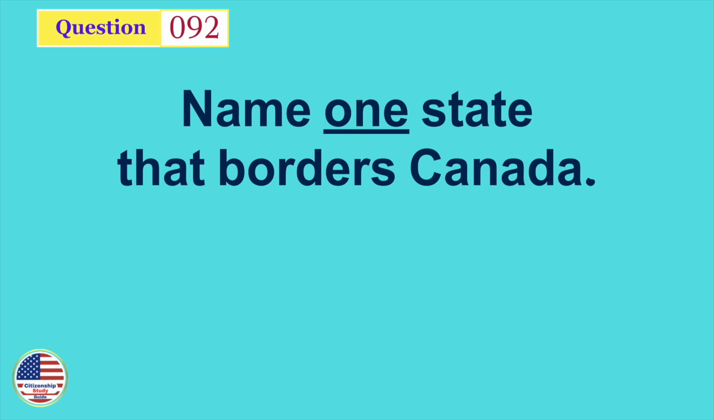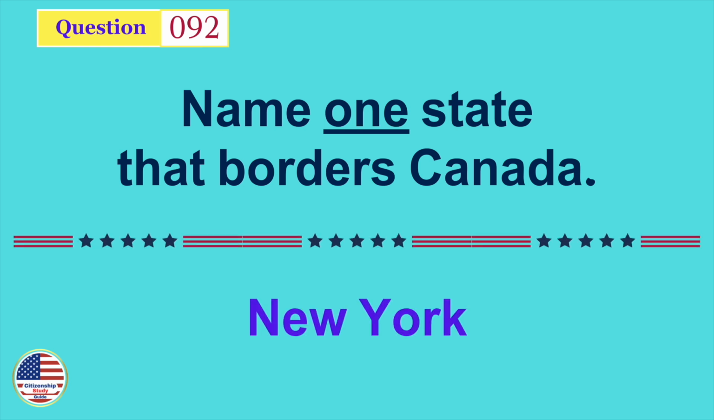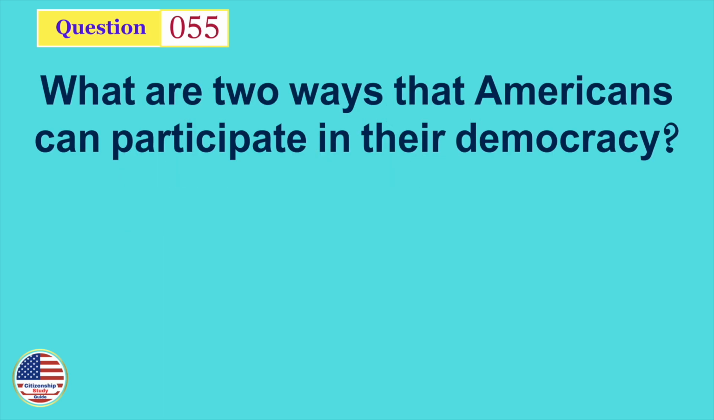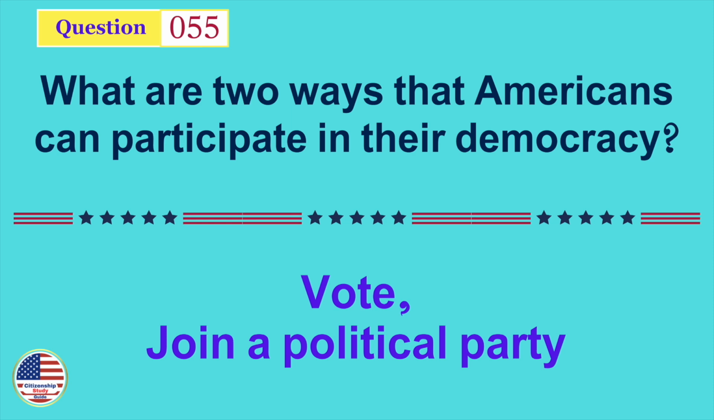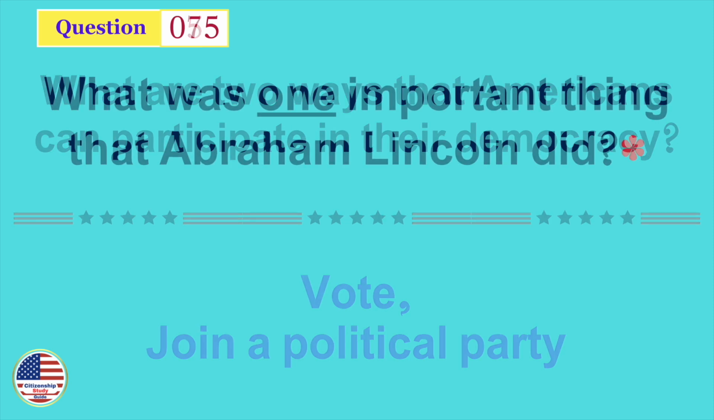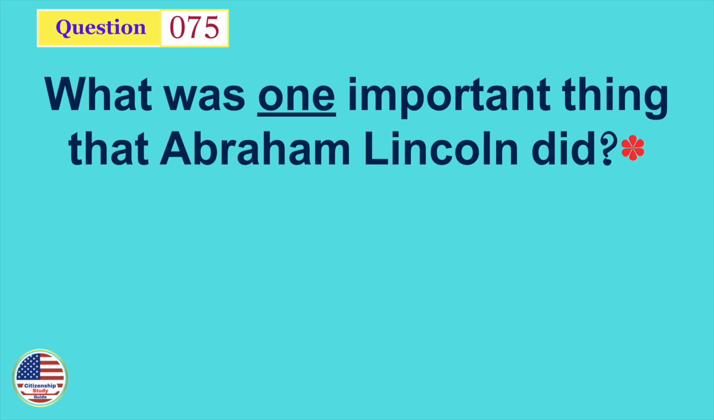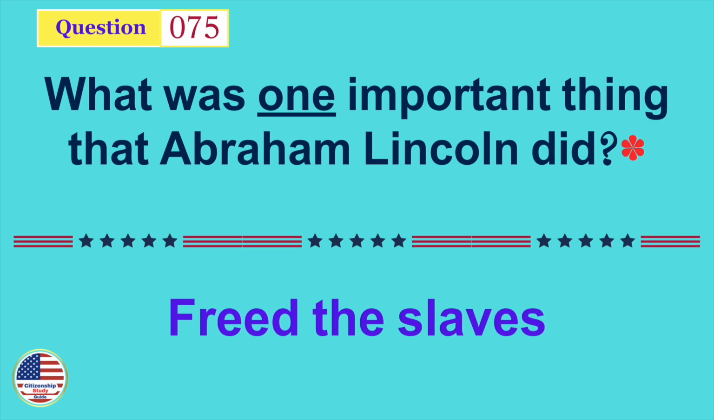Name one state that borders Canada. New York. What are two ways that Americans can participate in their democracy? Vote. Join a political party. What was one important thing that Abraham Lincoln did? Freed the slaves.